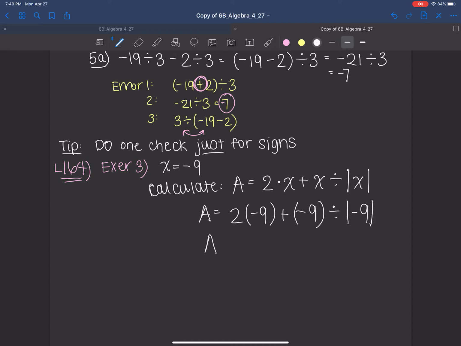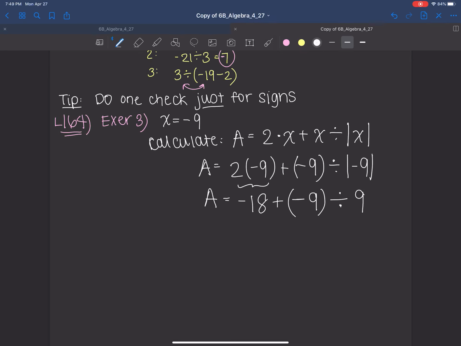Okay, and I'm going to simplify this piece by piece. So I'm going to follow my PEMDAS here. I get minus 18. Not going to touch that plus. Then I have minus 9. Then divided by 9. And at this point, a very common mistake was to have a equals minus 27 divided by 9, which then equals minus 3. But this is wrong because we need to do the minus 9 divided by 9 first. This is by PEMDAS. So minus 9 divided by 9 comes first.